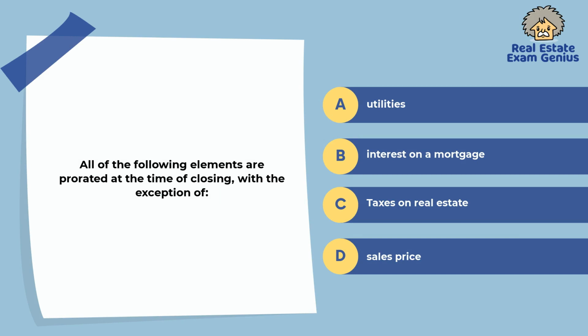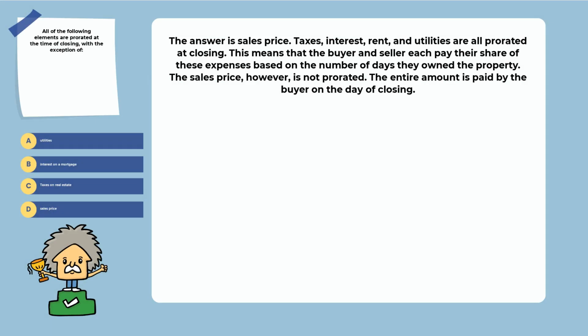74. All of the following elements are prorated at the time of closing, with the exception of utilities, interest on a mortgage, taxes on real estate, sales price. The answer is sales price. Taxes, interest, rent, and utilities are all prorated at closing. This means that the buyer and seller each pay their share of these expenses based on the number of days they own the property. The sales price, however, is not prorated. The entire amount is paid by the buyer on the day of closing.